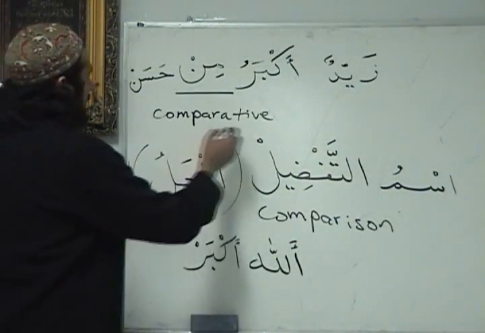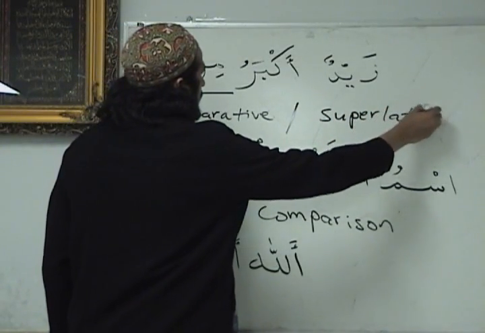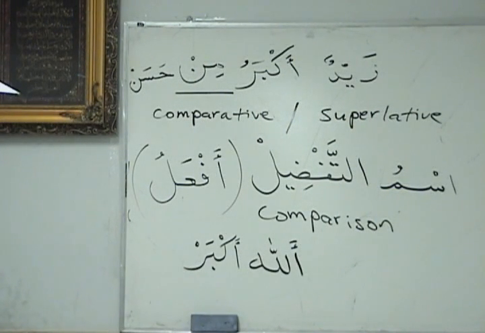So this could be comparative or superlative. Can you say Zayd asghar fi abnai? No, asgharu abnai. You don't say fi abnai. You can say fi abnai, but the more correct way of saying it is Zaydun asgharu abnai. What was the end word? Abnai, my sons. Well, those are nahwu things that we will deal with later, but just to give you an example of how it's used. So it's either comparative or superlative.